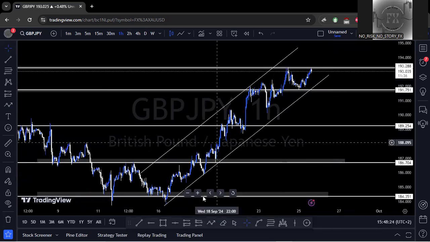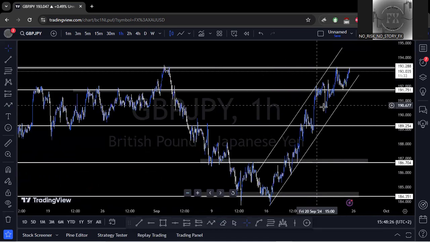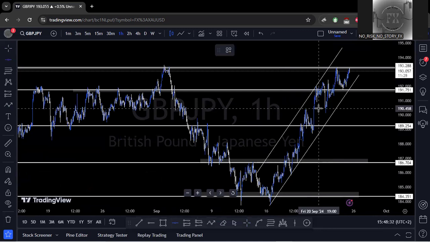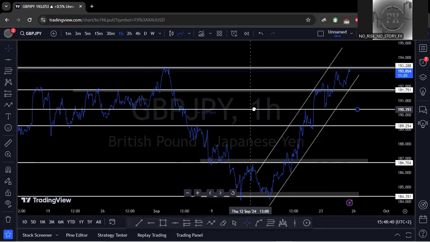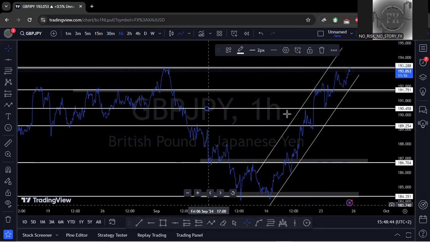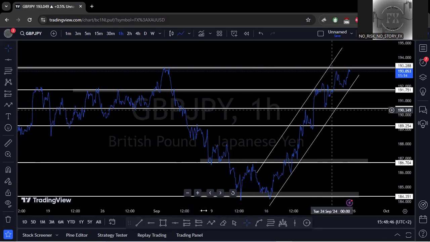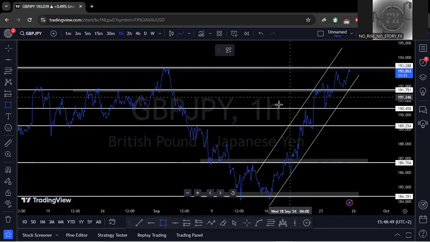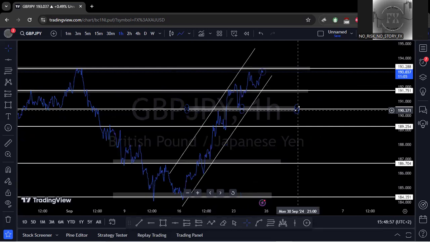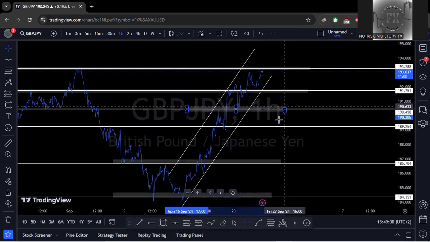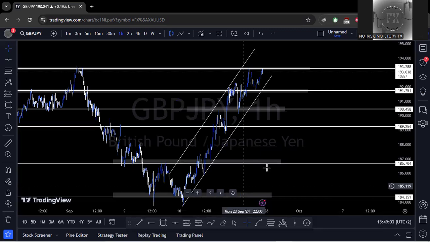Some people may call it a double top, right? Yeah, it's a double top. So yeah, I like to highlight this zone here. I think there's something important around here. I like to highlight that, and I like to also highlight it like this.